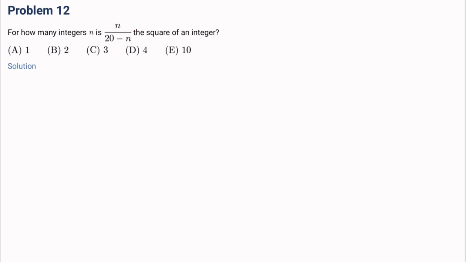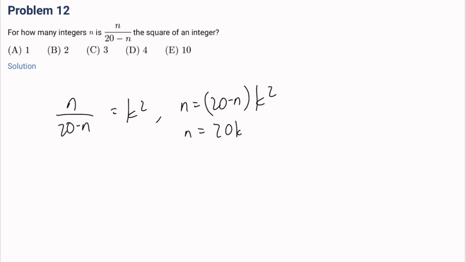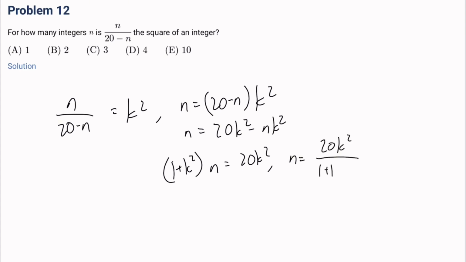Okay, so let's say this integer is k. So it's n over 20 minus n. This equals k squared, right? And so if you write this in terms of n, that means n equals 20 minus n times k squared. So n equals 20k squared minus nk squared. So 1 plus k squared times n equals 20k squared. So n equals 20k squared over 1 plus k squared, right?